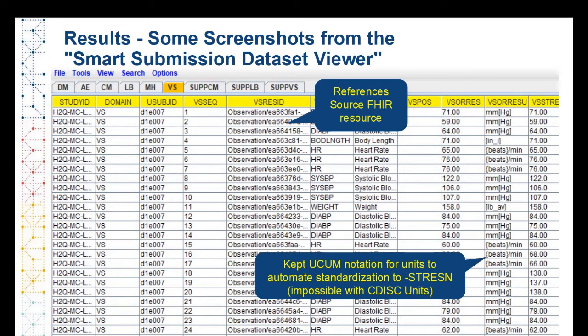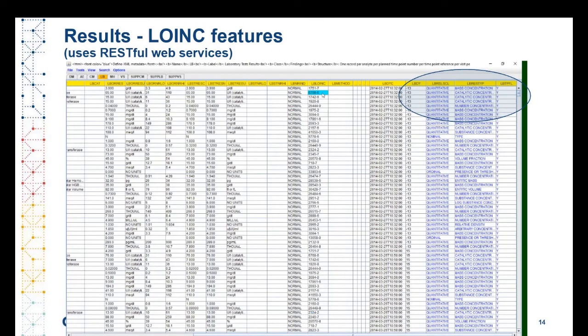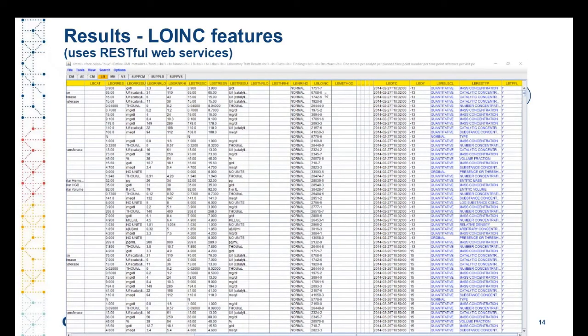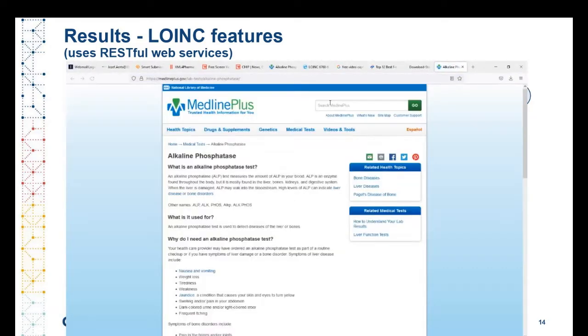Remark that we also kept the usual UCUM notation for units of measure. This enables the automation of unit conversions, even between conventional and SI units, which is not possible when using CDISC units. Here a short demo of what is all possible using RESTful web services when the source EHR record is embedded into the SDTM record.